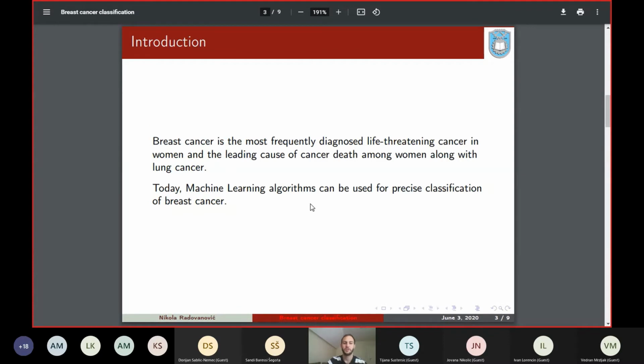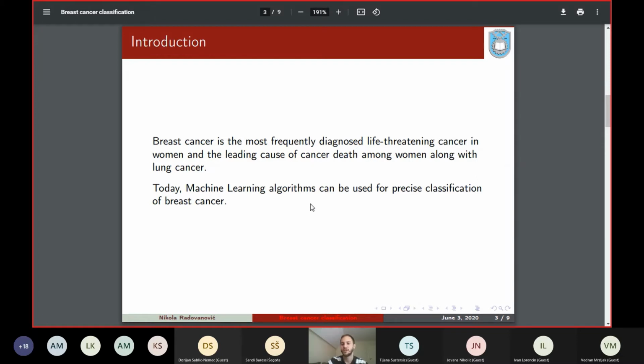Breast cancer is the most frequently diagnosed life-threatening cancer in women, and it is the leading cause of death among women, along with lung cancer. The key for treatment and patient survival is the early detection of cancer, and methods like breast imaging, screening, and innovations in breast cancer therapy result in a decline in mortality.